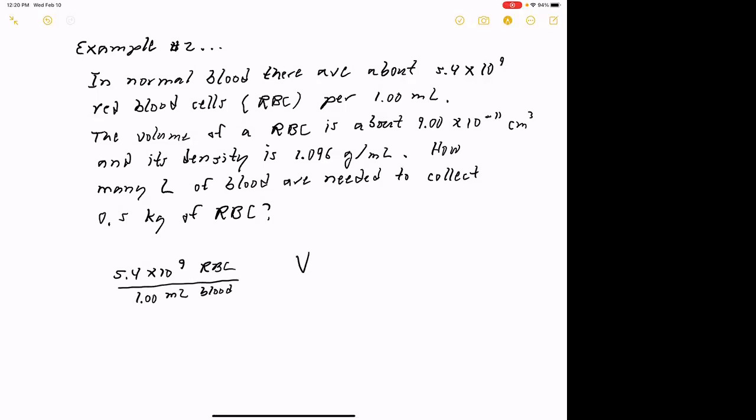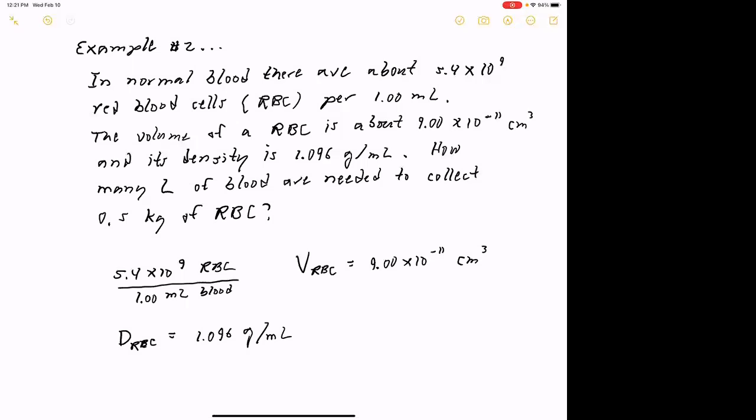Now I'm also being told that the volume of a red blood cell, RBC, is 9.00 times 10 to the minus 11th really tiny cubic centimeters, and that makes sense. It's a tiny little thing, but that's the volume of a single red blood cell. Now also I'm given a density. That density also refers to the red blood cell. Okay, so this is the density of a single red blood cell. All right, it's 1.096 grams per milliliter. So there are all my conversion factors that I can use with identities attached to them.